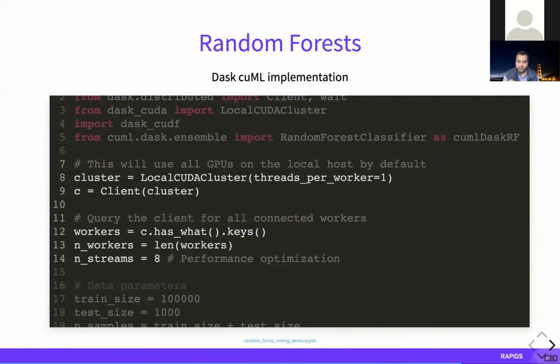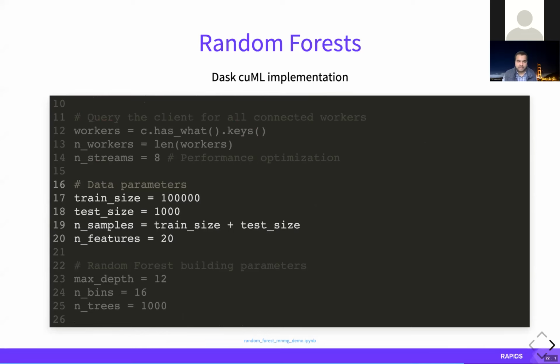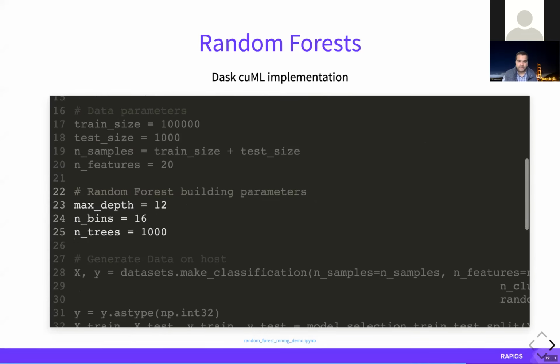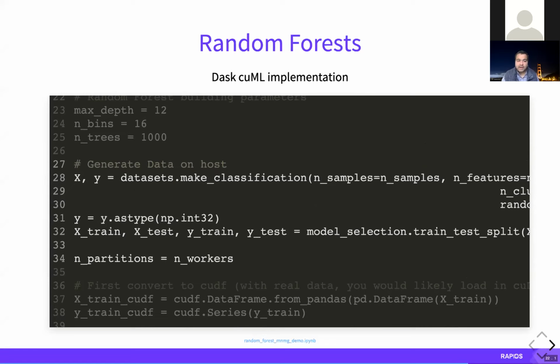You define data parameters, how much train, how much test size. You define what are the hyperparameters for your random forest. You generate a data set. This is a classic example of generating a data set. As most of you are familiar with scikit-learn, this is what you would do. You would use make classification to build out a sample data set.